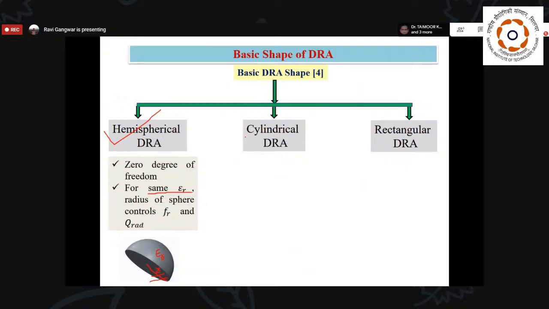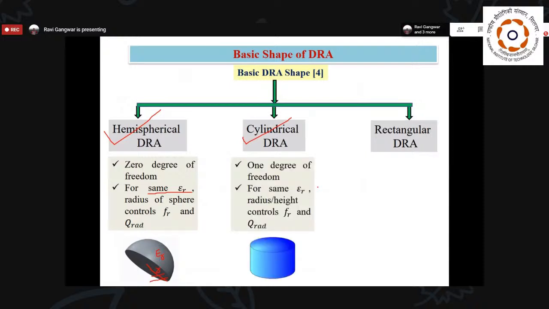The second one is the cylindrical DRA. In the cylindrical DRA, we get 1 degree of freedom as compared to the hemispherical DRA. Here you can see that if we are going to characterize the cylindrical structure, we have these two parameters: the first is the height, and the second is the radius.